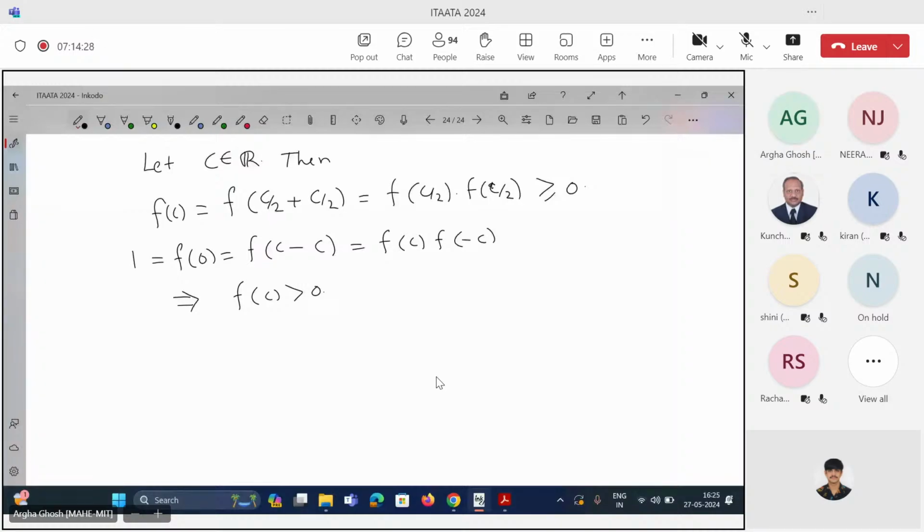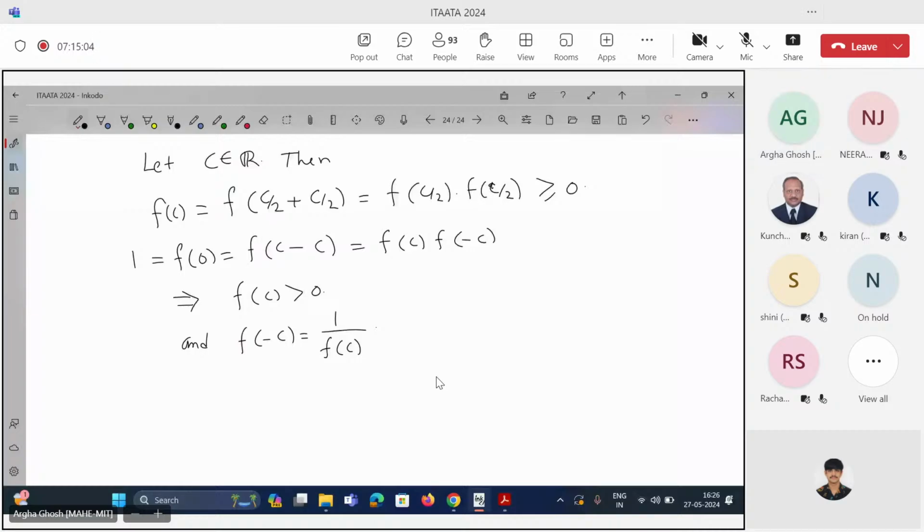Okay. So another thing we can also see is that f of minus c is 1 by f of c. If we know the value at the positive integers, then we can also know the value at the negative integers by just f of minus c is 1 by f of c. But let's see what is the value at the positive integers.